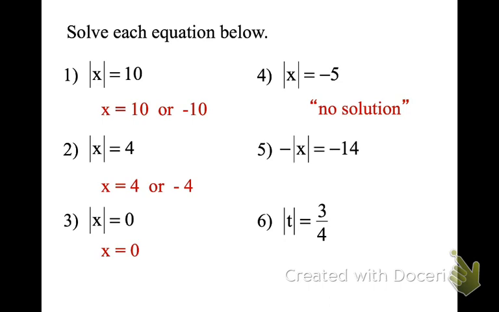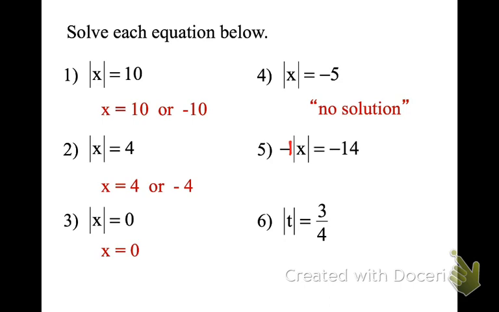Now, the next one's a little bit sneaky. In math, we get lazy with ones. But if you see a negative, that's like having a negative 1 right here. Do you see that? It's like having a negative 1 right there. And that means negative 1 times the absolute value.